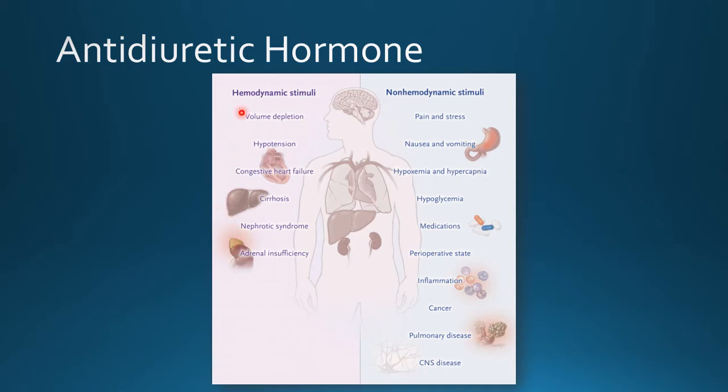But the other things you don't always consider are the non-hemodynamic stimuli. Patients who are in a lot of pain and stress tend to be in a state of increased ADH release. A lot of nausea and vomiting, like our patient we were already talking about. Hypoglycemia, medications. Several medications can cause increased ADH release. So lots of different things here, right? Again, you're going to see this in hospitalized patients, especially the perioperative state, inflammation. Lots of reasons why you're going to have too much ADH in a lot of your patients.